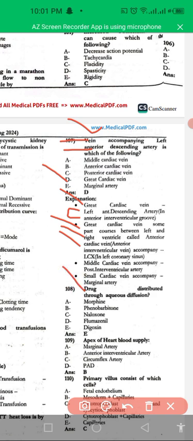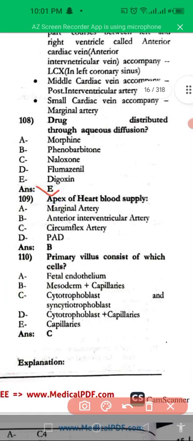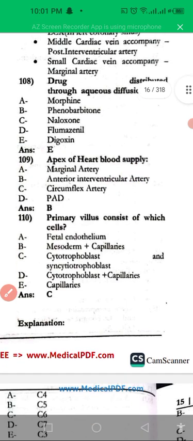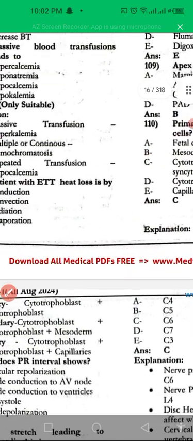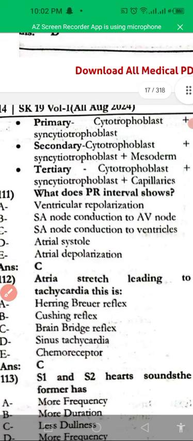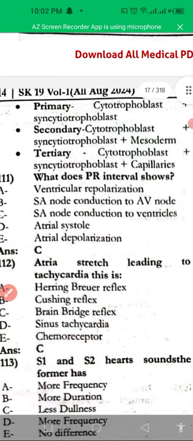Drug distribution through aqueous diffusion is digoxin. The apex of the heart is supplied by the anterior interventricular artery, or left anterior descending artery. The primary villus consists of cytotrophoblast plus syncytiotrophoblast. What does the PR interval show? The PR interval shows SA node conduction to the ventricle, and the atria contract in this period. Atrial stretch leads to tachycardia because of the Bainbridge reflex. When the atria are stretched, it leads to tachycardia.